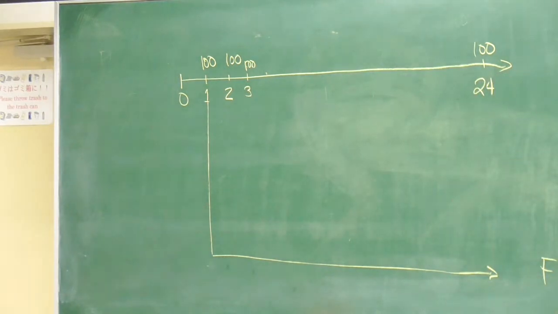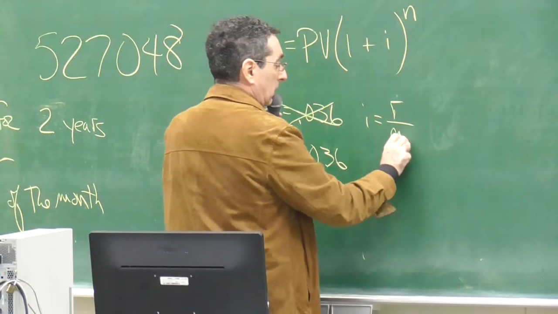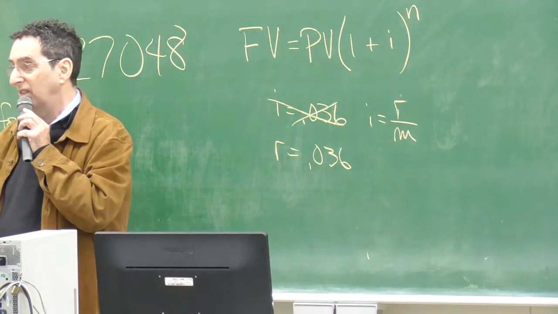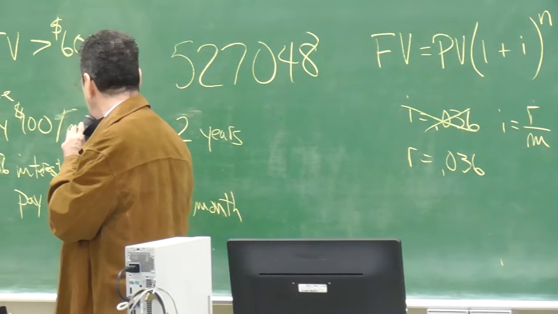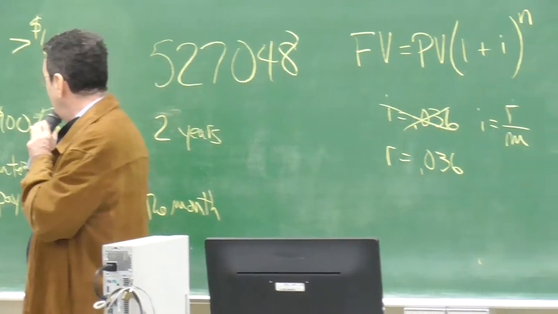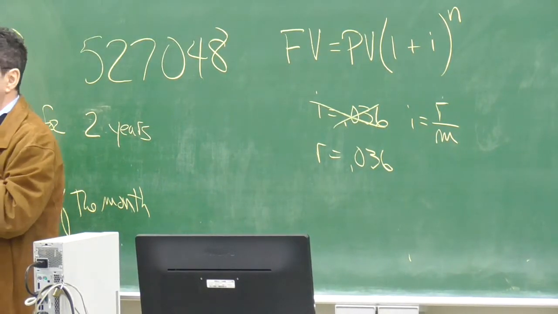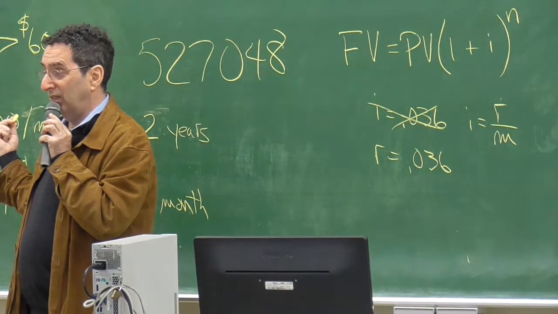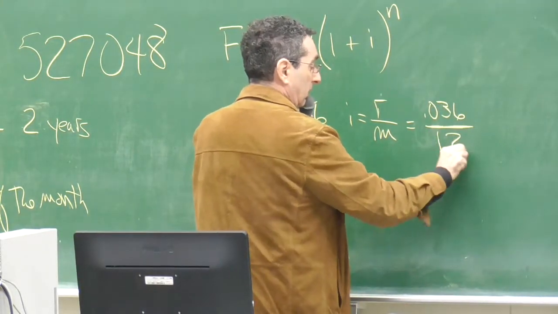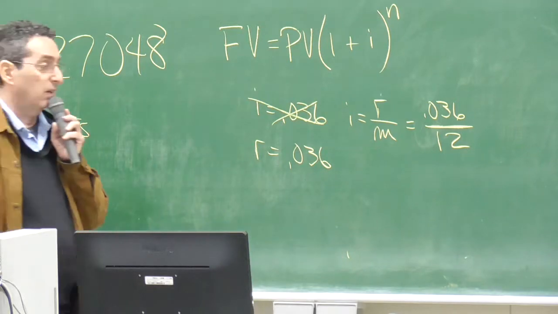r is this. i is what? It's r over m, where m is the number of compounding periods per year. So how many are we doing here? I didn't say it specifically, but in these problems you can assume that we're compounding at the same rate that we're putting in money. That doesn't have to be true, but we're just assuming that. So the number of compounding periods per year is going to be 12. So i is equal to 0.036 divided by 12, which is 0.003.